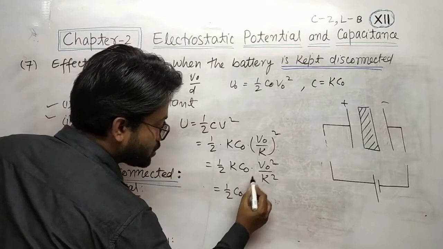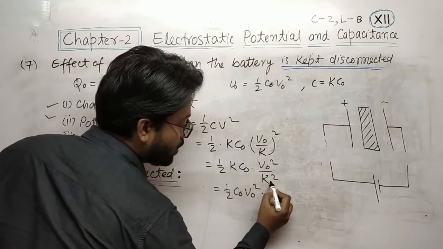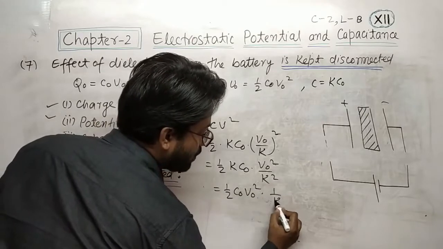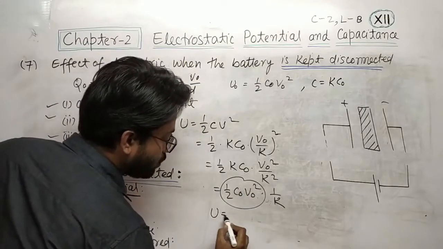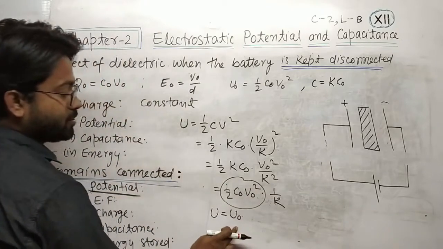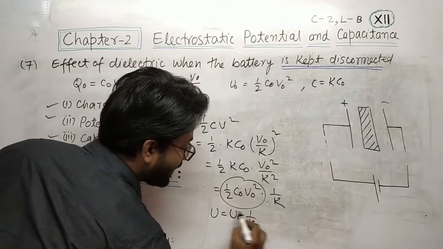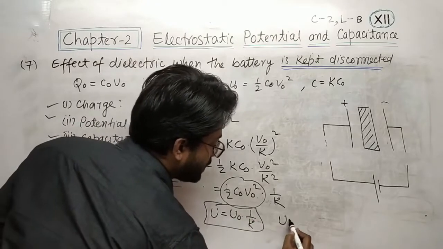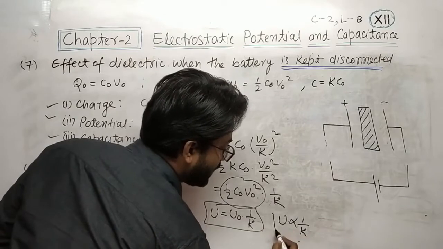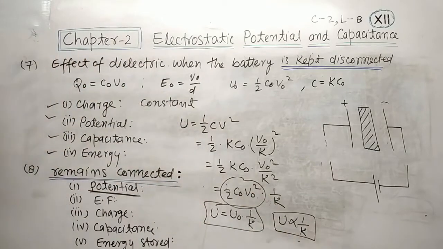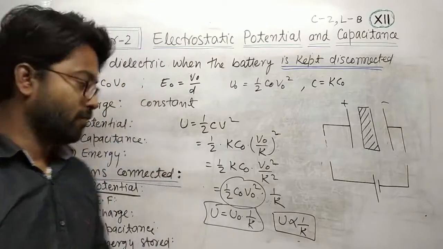1 by 2 C naught V naught square into K upon K square, that will be 1 upon K, and this whole thing will be equal to U naught, initial energy. Final energy is equal to initial energy into 1 upon K. Finally we can write U is inversely proportional to K, means energy of the capacitor will decrease if we increase the value of K.